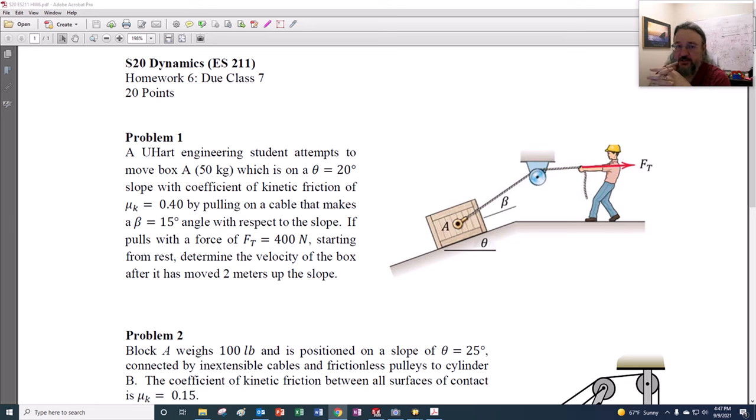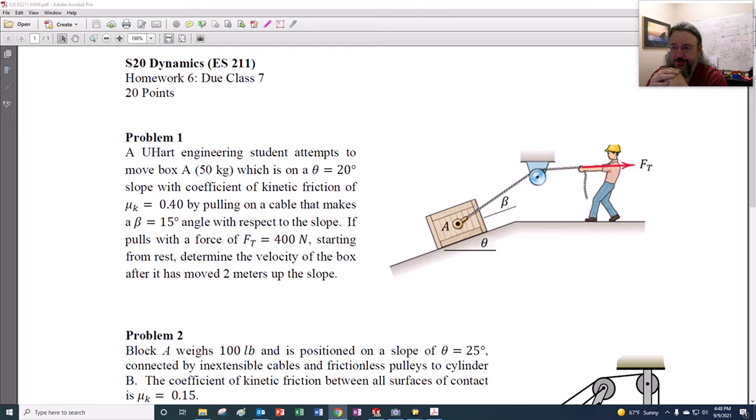So here's homework 6, problem 1 in dynamics. We have a UHart engineering student who is attempting to move this box A that's 50 kilograms up a slope that's 20 degrees, and there's a coefficient of kinetic friction of 0.4. They're pulling the cable, and that cable makes a 15-degree angle with respect to that slope.